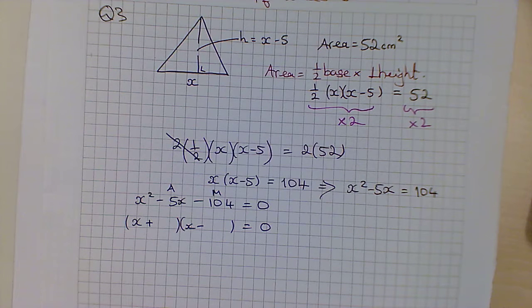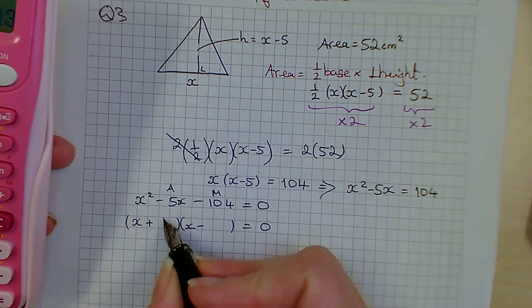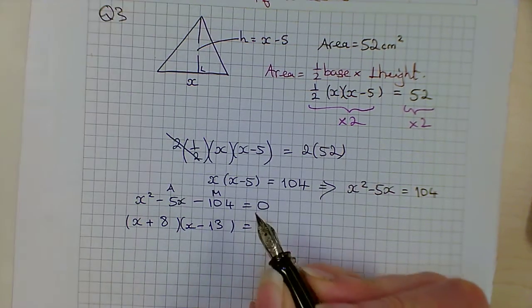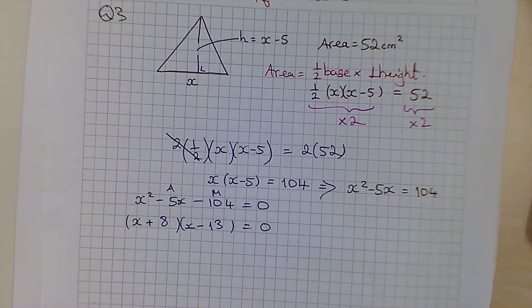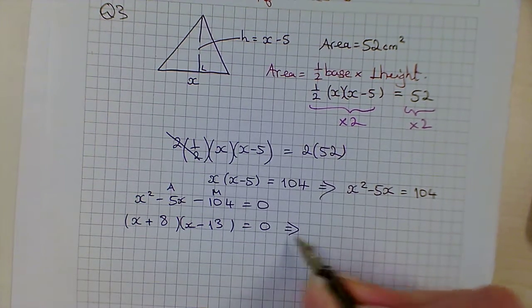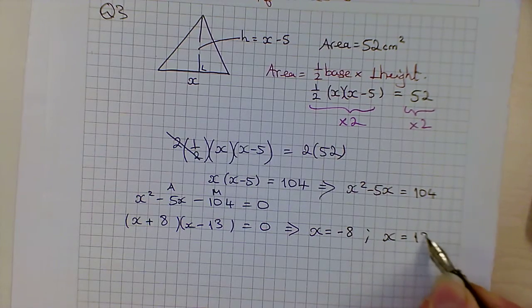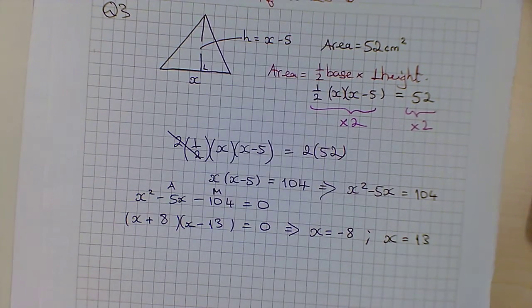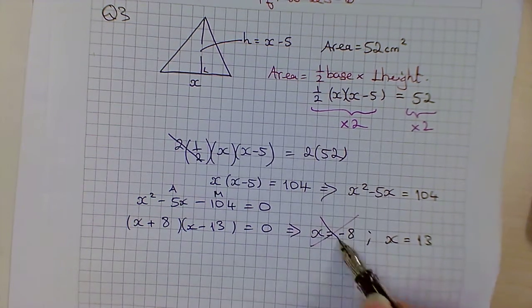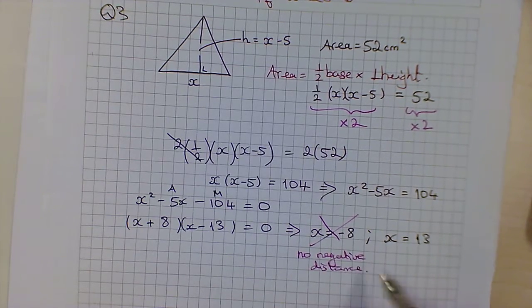So let's see what this could be. 104 divided by 8 is 13. Yeah, 13 and 8 are the numbers that we want. So 8 and 13. Again, if you find that really awkward to do, you can just use your minus b formula. It's perfectly fine to do that. So then I've got my 2 factors, which means that either x is equal to negative 8 or x is equal to positive 13. But we are talking about distance, and we can't have a negative distance. So we get rid of that.